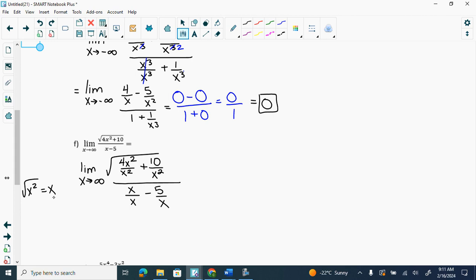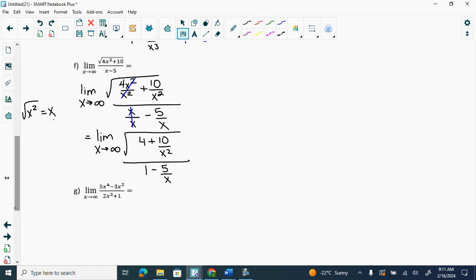Okay. These ones will cancel off, and I'm going to be left with the limit as x approaches infinity of 4 plus 10 over x squared over 1 minus 5 over x. Now, remember that you're doing the square root of that function. Sometimes it's easier for people to think about it this way, so I'm going to show it to you the long way. Remember the square root, I can leave outside of my limit completely because it's the full square root.